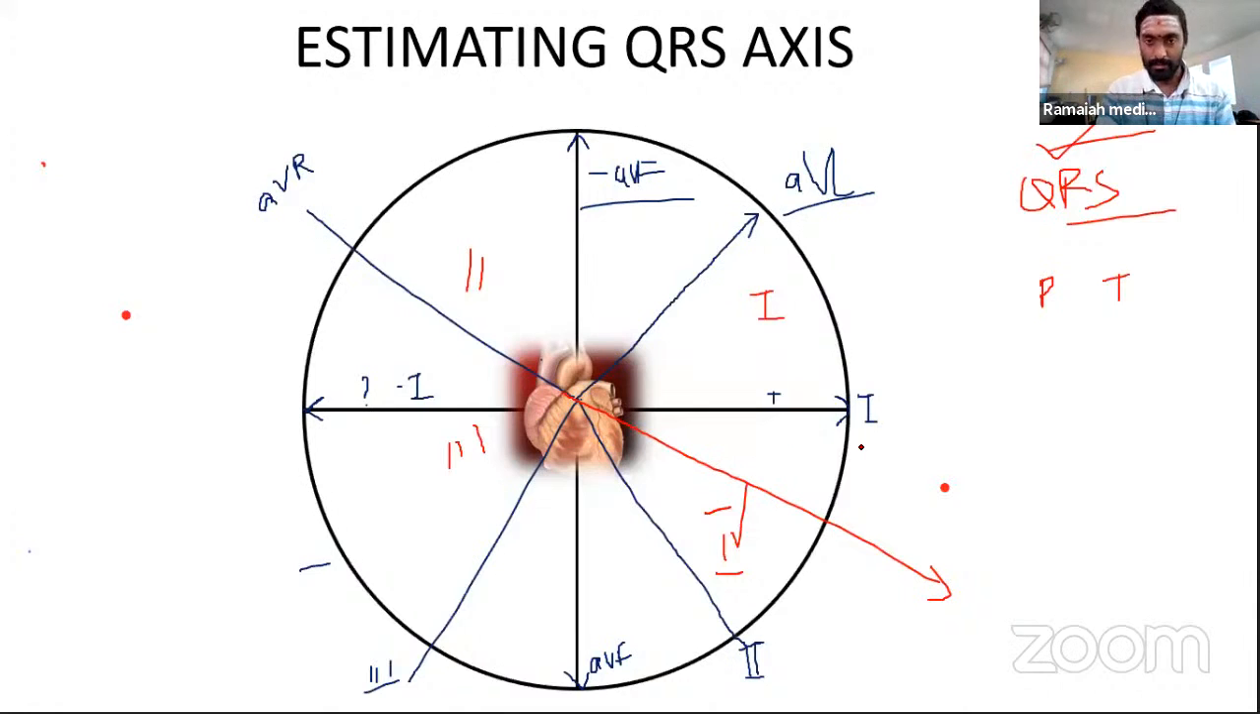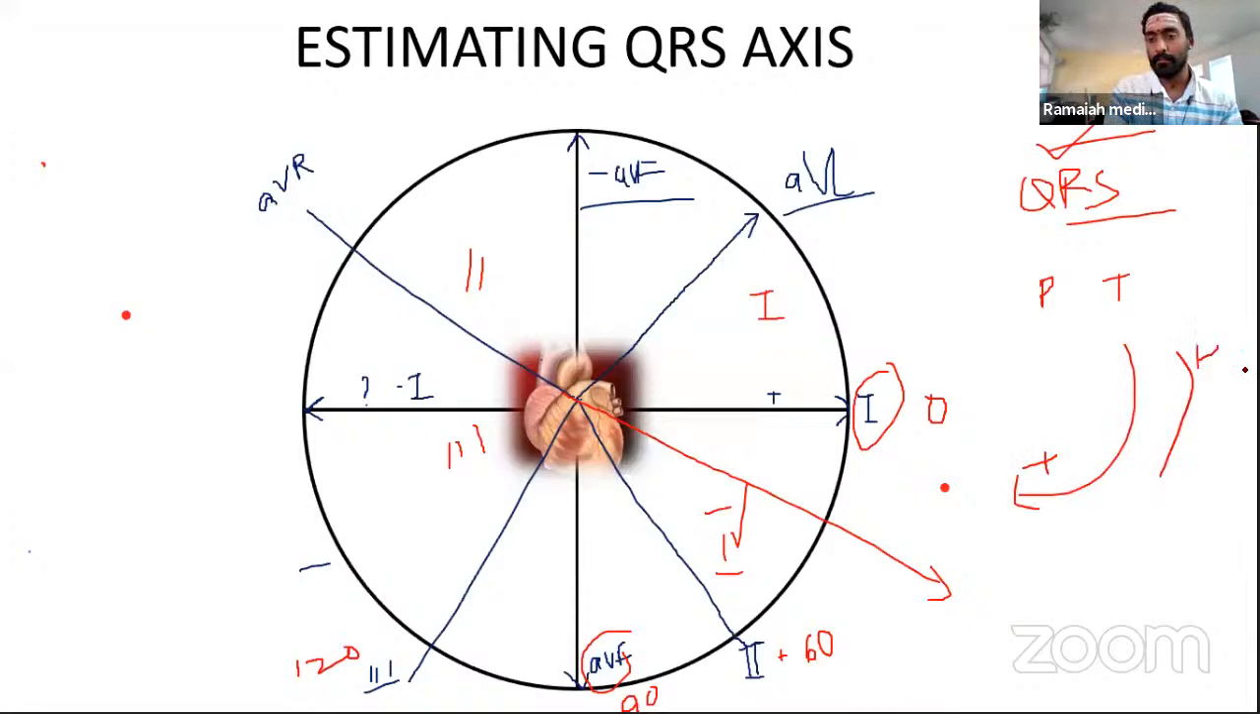So how to calculate the axis now? You take any 2 perpendicular leads. So you take lead 1 and lead AVF. So they are perpendicular. Why? Because lead 1 is 0 degree. This is 90 degree. Can someone tell what this is? This is 60, 120 degrees. So anything clockwise will be positive, anything anti-clockwise will be negative from the origin. So this is the origin point. So this is going to be minus 30. If that is 90, this will be minus 90. This will be minus 120.